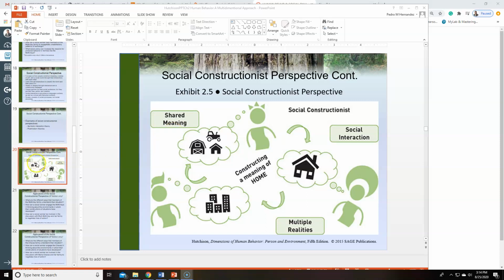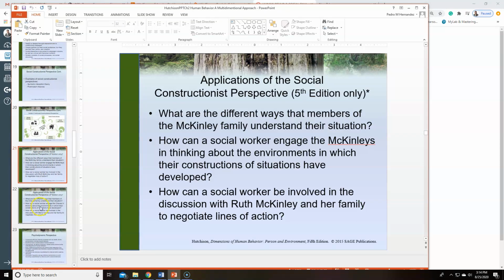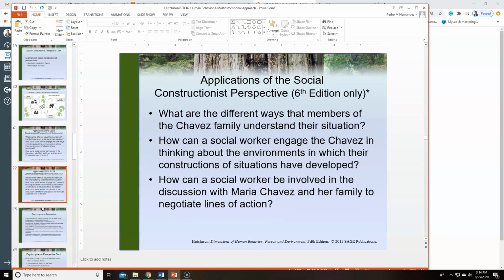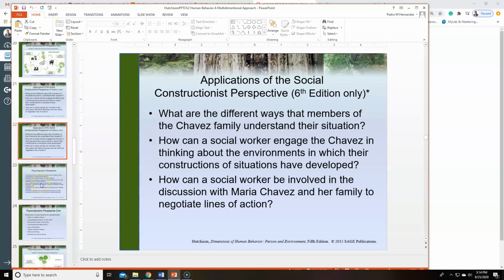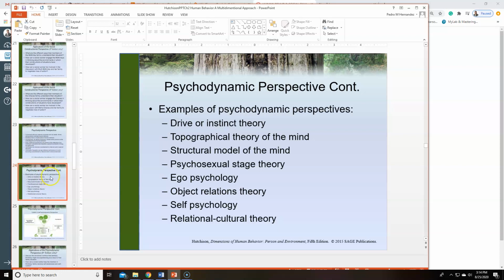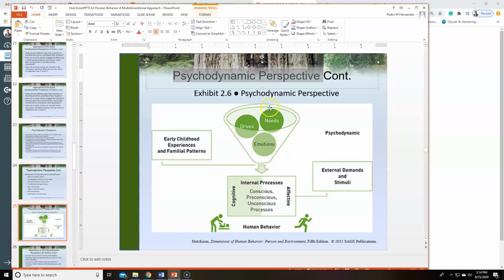So, I think that's a good introduction. You may have to think about this particular perspective when you analyze Maria's case study. So, moving along, the psychodynamic perspective. Let me, like always, get a figure. In this case, it's Exhibit 2.6 in your book.